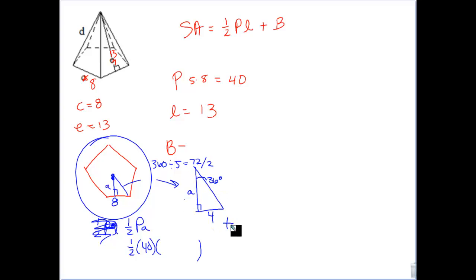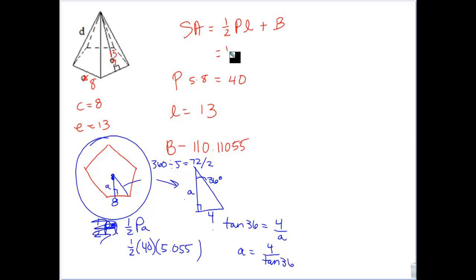Opposite and adjacent, so we know tangent of 36 should be 4 over A, or our apothem is 4 divided by the tangent of 36. So if we do 4 divided by the tangent of 36, we get 5.055, and so on and so forth. So now if we take that value, times it by 40, and times it by 1/2, we get the area of our base, of our pentagon here, is 110.11055.